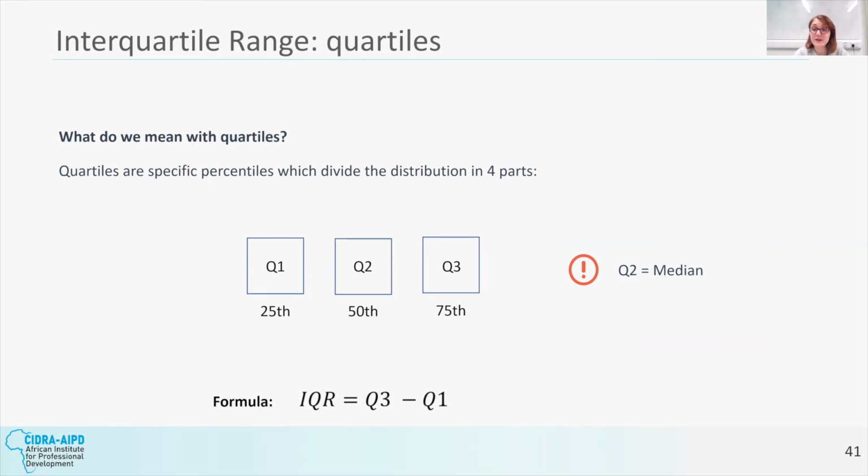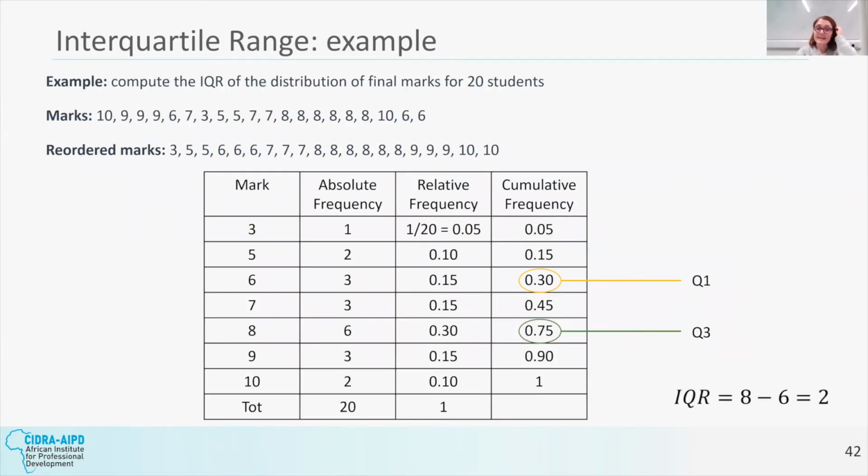Then we have the third quartile, which is the 75th percentile. Above the third quartile, we have the quarter of our distribution with the highest values. So the interquartile range is computed as the third quartile minus the first quartile. Now let's see an example. The interquartile range is computed very much like the median, so we need to reorder the marks.